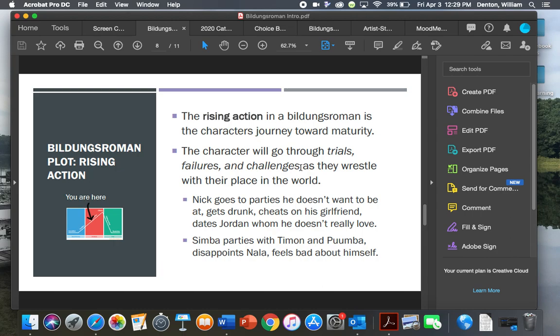That's a huge part of it. They have to fail, fall flat on their face, try to do things and not succeed. Again, in The Great Gatsby, Nick goes to parties he doesn't want to go to. He gets drunk. He cheats on his girlfriend. He dates Jordan. All these things that he doesn't really want to do, but he kind of is thrust into it, and he fails along the way. He does things that are against his nature. Again, going back to The Lion King, Simba parties with Timon and Pumbaa. He disappoints Nala. He does things that do not contribute to his maturity, and he gets lost along the way. That's a part of the Bildungsroman.